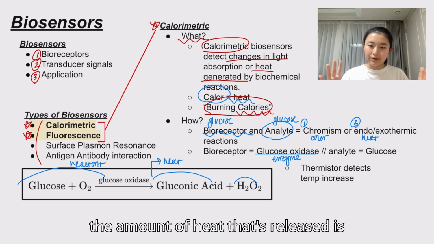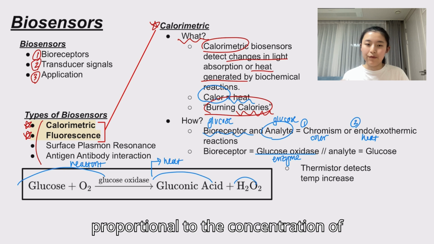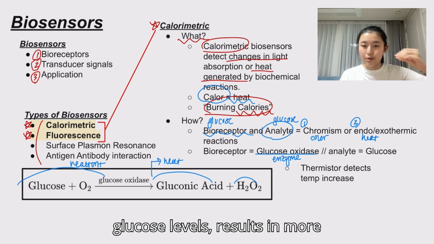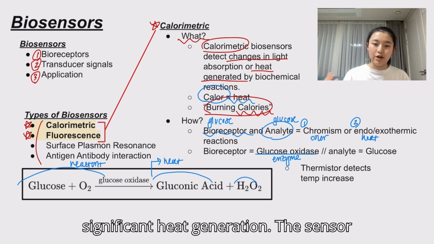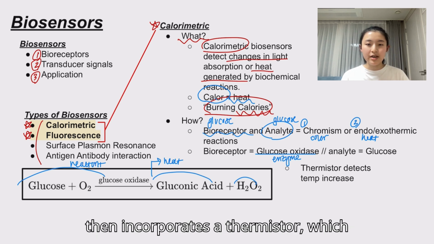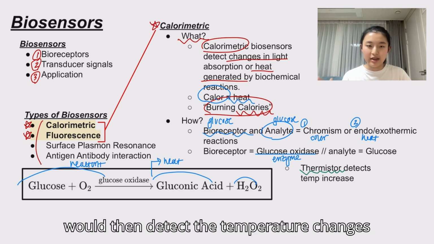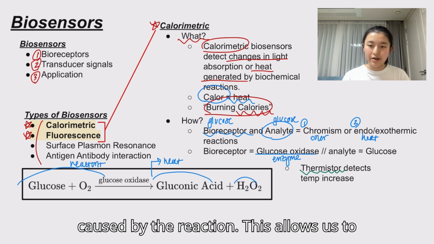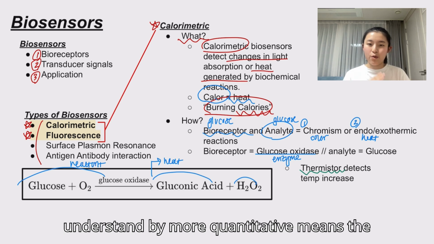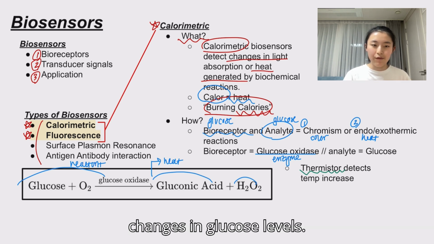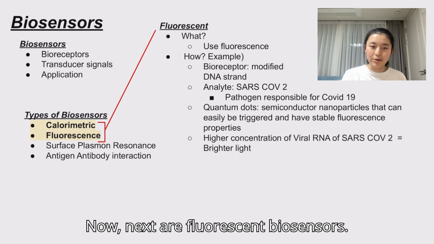Now, the amount of heat that's released is proportional to the concentration of glucose in the sample. The higher glucose levels result in more significant heat generation. The sensor then incorporates a thermistor, which would then detect the temperature changes caused by the reaction. This allows us to understand by more quantitative means the changes in glucose levels. Now, next are fluorescent biosensors.